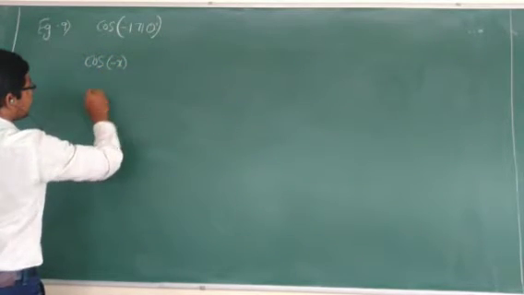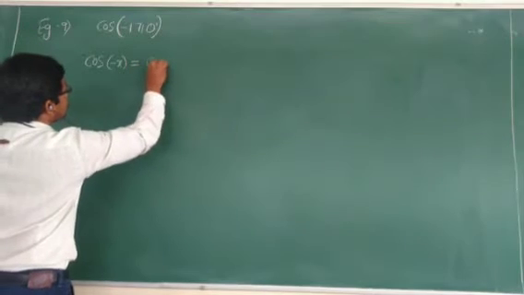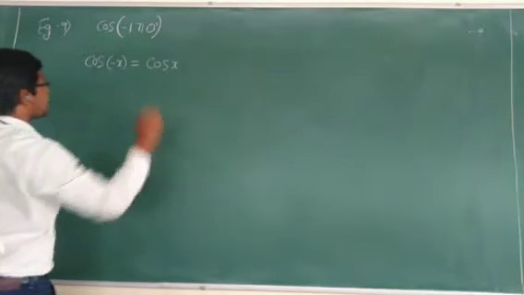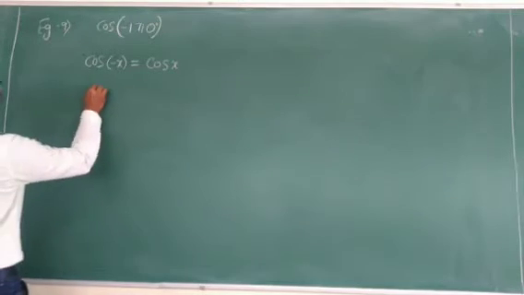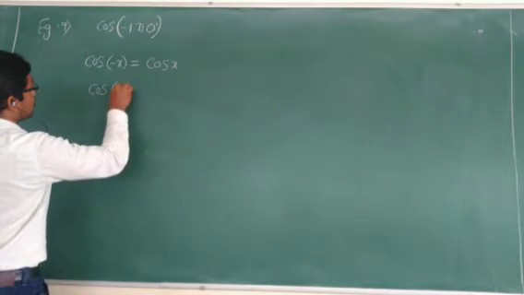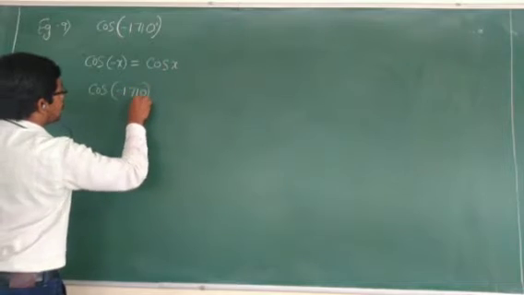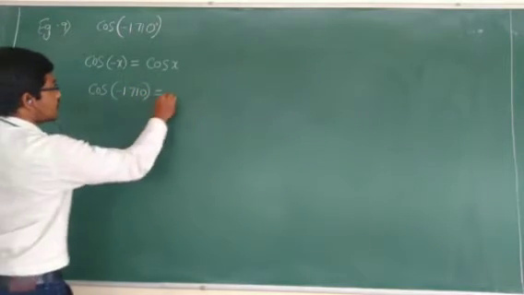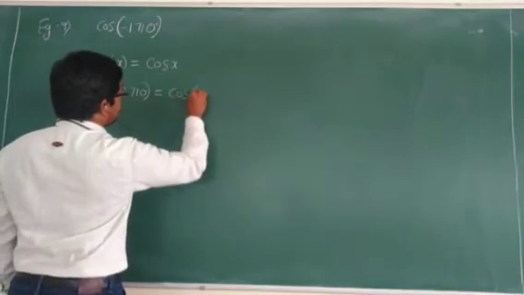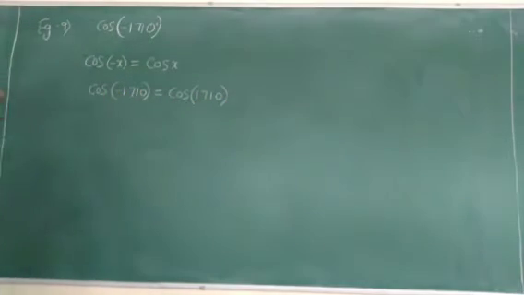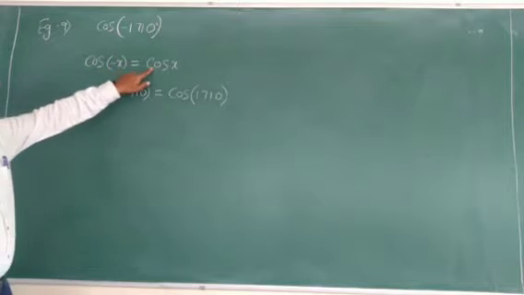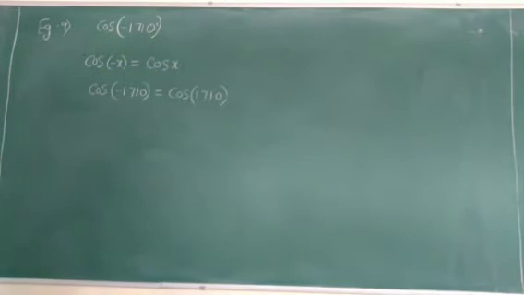Cos of minus x is equal to cos x itself. This form we have seen already. So cos of minus 1710 is equal to cos of 1710. Cos of a negative angle will become cos of the positive angle only.